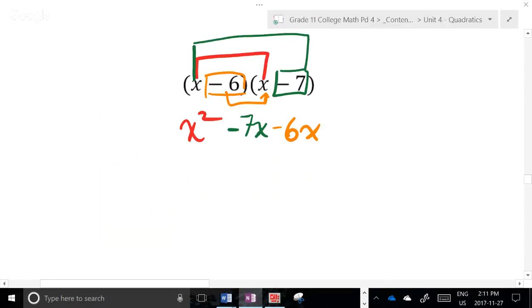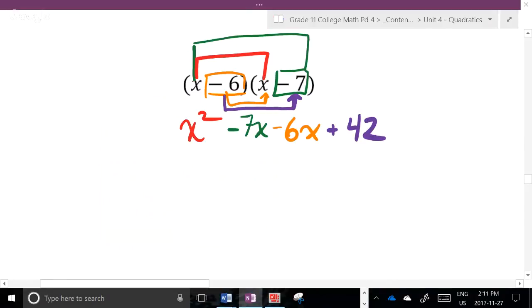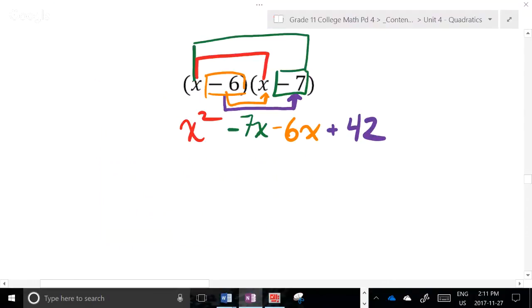For what one? For this one here. Plus 42. Very good. Negative 6 times negative 7. Positive 42. Whoa. 2 negatives make positive. 7 times 6 is 42. Yeah, you got to be careful.